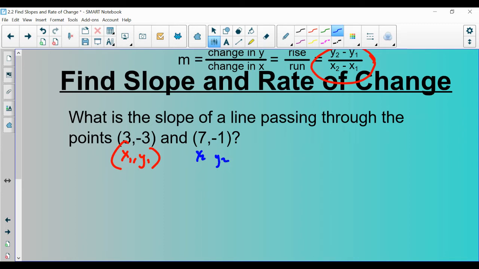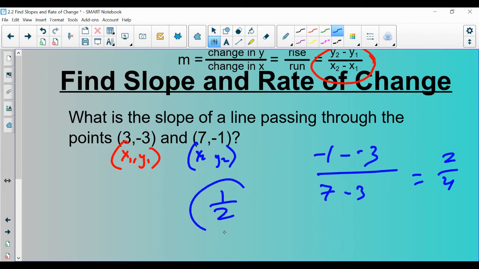So what you do with the slope formula is you take y2, which is negative 1, and subtract y1, which is negative 3. You have to be really intentionally careful about your negatives here, because there's going to be a lot of them in slope calculations. You're going to divide that by x2. x2 is 7. Subtract 3, because x1 is 3. Negative 1 minus negative 3 is positive 2, and 7 minus 3 is 4, so our slope here is 1/2.